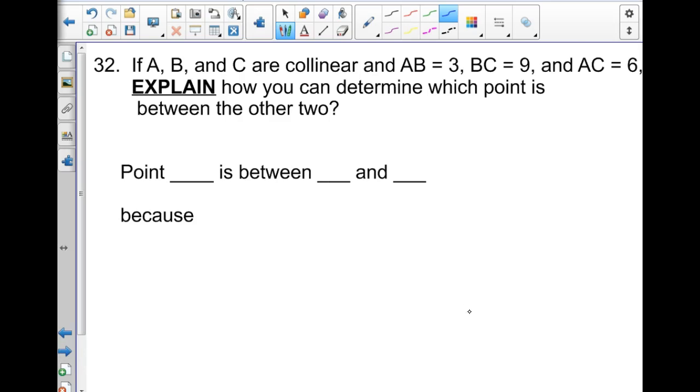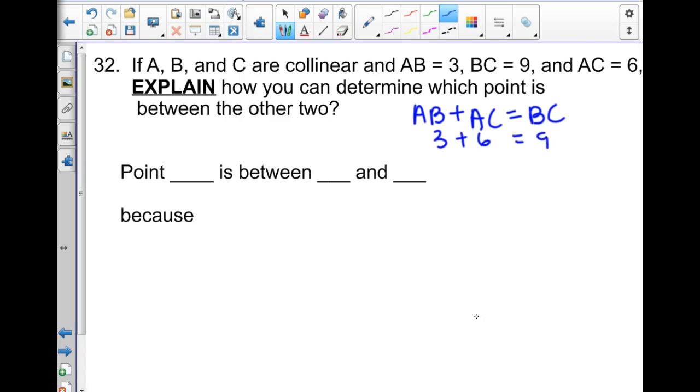All right, 32. Ooh, this is a good one. There will be one like this, and you have to pay attention to the numbers here, guys. If A, B, and C are collinear, and AB is 3 and BC is 9 and AC is 6, explain how you can determine which point is between the other two. Look at the numbers. Let's make a statement. Which ones add up to the other one? AB plus AC would equal BC, because 3 plus 6 equals 9.